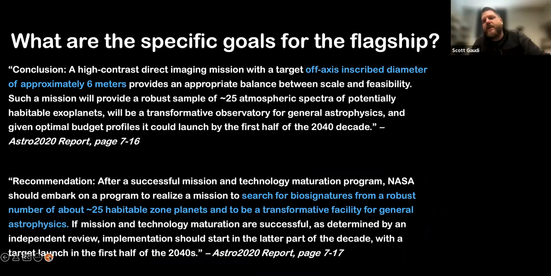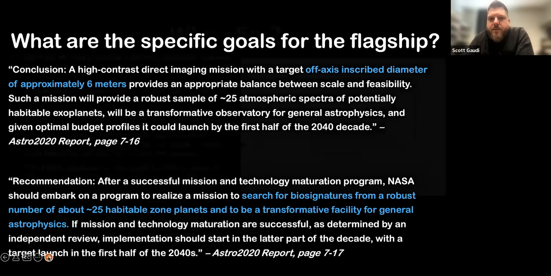And they have detailed justifications. I'm running out of time, so I'm not going to go through these, of why 6 meters was the optimal aperture. It was a trade between cutting edge geoscience and yields of exoplanets, and cost and schedule and risk on the large end. And so 6 meters was considered to be kind of a sweet spot, with a yield of roughly 25 habitable zone planets.